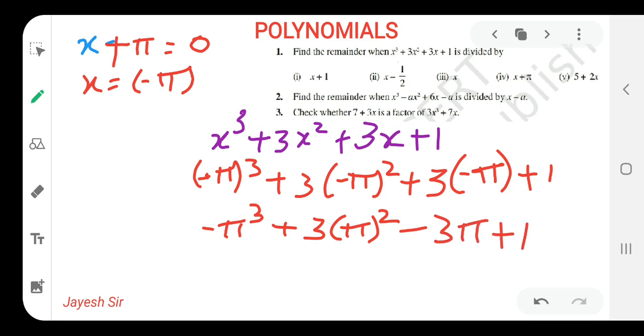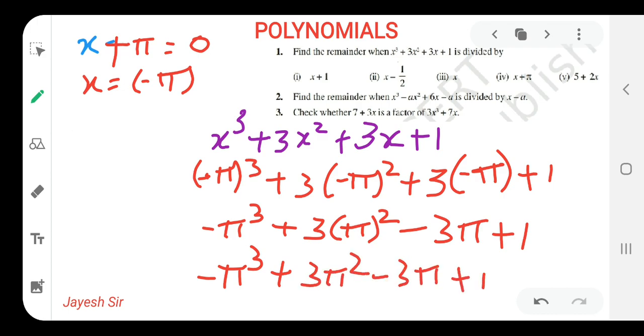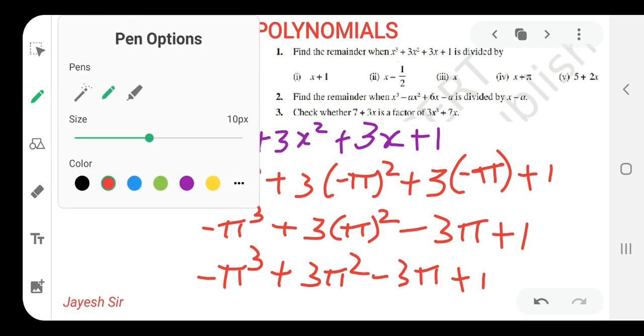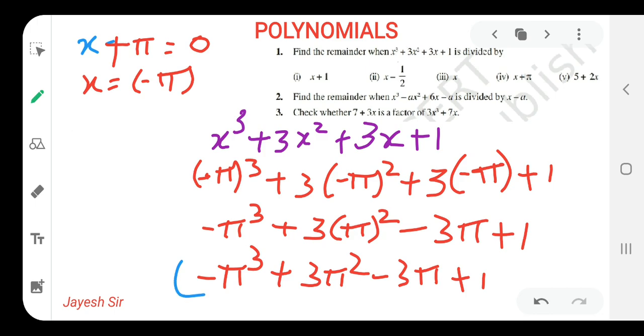Now what we are supposed to do, we have to just solve it one more step and we will leave it over there only. 3 pi square as it is minus 3 pi plus 1. So we would be left with this much remainder after solving. What would be the remainder? Minus pi cube plus 3 pi square minus 3 pi plus 1 after dividing the equation by x plus pi. I hope you all might be able to understand it properly.